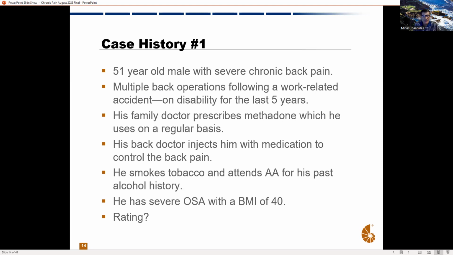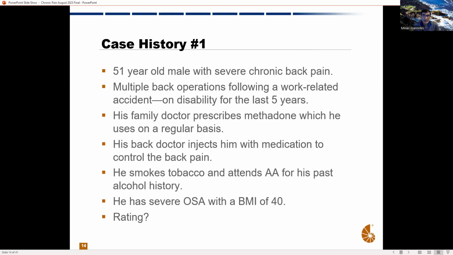His back pain doctor injects him with medication to control the back pain. He smokes tobacco and attends AA for his past alcohol history. He has severe obstructive sleep apnea with a BMI of 40. So if you put all of this together, what would you consider his rating likely to be?